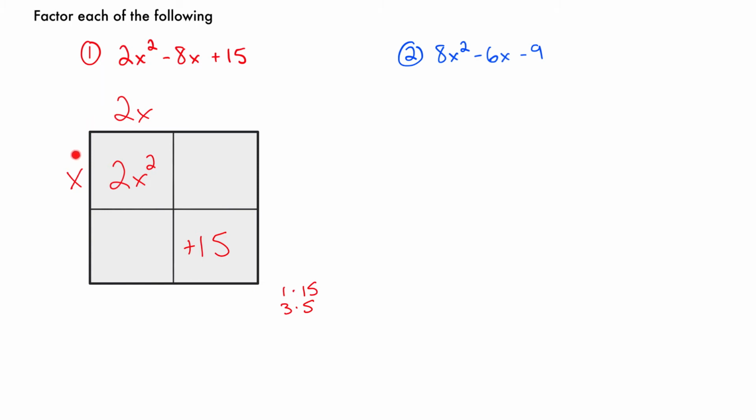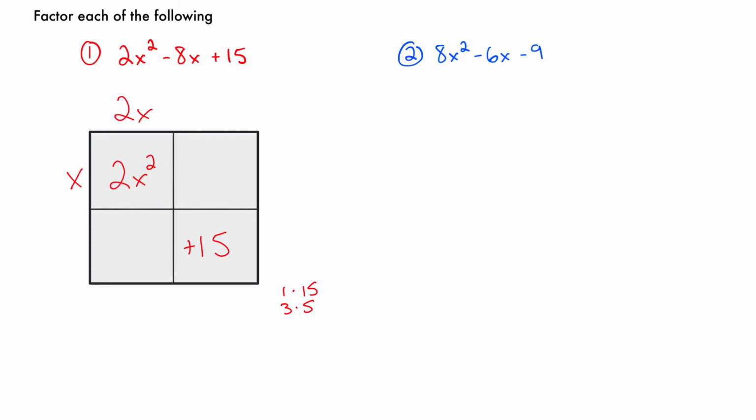When these two terms are different, not only do I need to try the 1 and 15 in this position, I would also need to check them in their reverse position. I'd also need to check if the 15's up here and the 1 is up here. I'm looking for those two boxes to have a sum of 8. That's the middle term. So if I have it in the configuration it is currently in, I would get a 15x and a 2x. Those will add to get me 17, so that doesn't work.